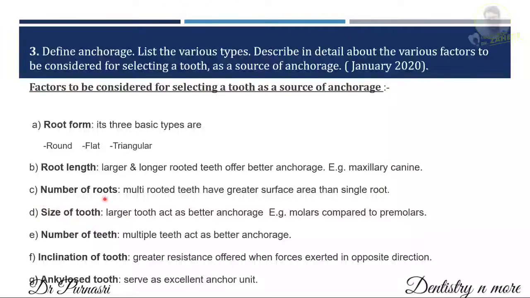Then the number of roots. More the number of roots, more anchorage. Then size of tooth, the same way. Larger the tooth, larger the anchorage. Number of teeth, more anchorage. Inclination of the tooth. That means if the tooth is inclined in the direction opposite to the tooth movement required, it gives us better anchorage. And then an ankylosed tooth acts as an excellent anchorage unit. So these are the factors to be considered for a tooth to be considered as a source of anchorage.